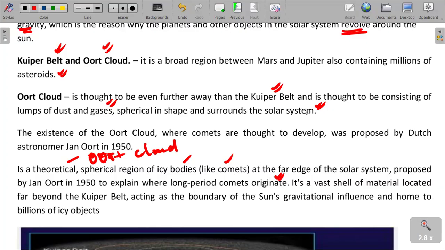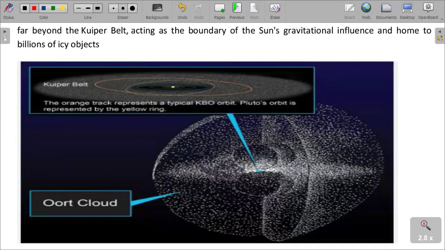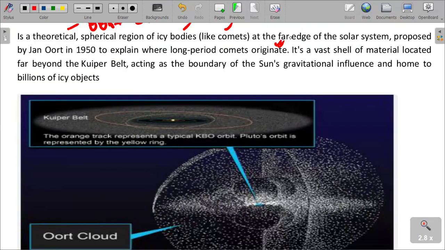It's a vast shell of material located far beyond the Kuiper belt, acting as the boundary of the sun's gravitational influence and a home to billions of ice objects. If you look at this, I can name this position A and this one B. Position A identifies the Kuiper belt, and B identifies the Oort cloud.